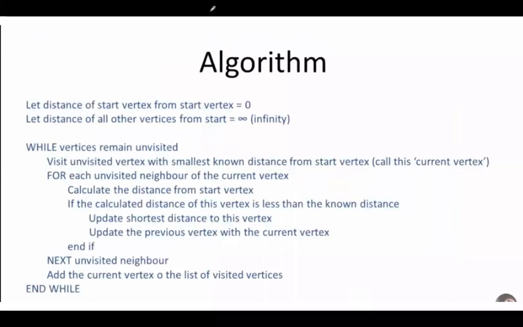Okay, so the algorithm is as follows. The distance of the start vertex is initialized to 0. The rest of the vertices are initialized to infinity. This is just for your understanding. While vertices remain, you have to give one condition. Until this condition fails, we will be executing these intermediate steps. Visit the unvisited vertex with the smallest known distance from the start vertex.